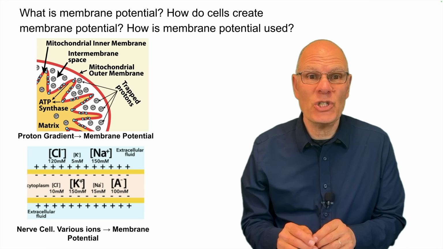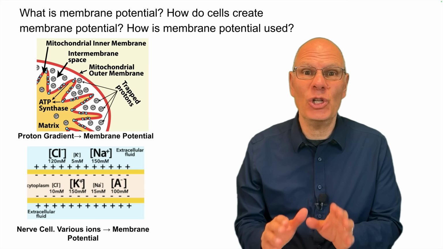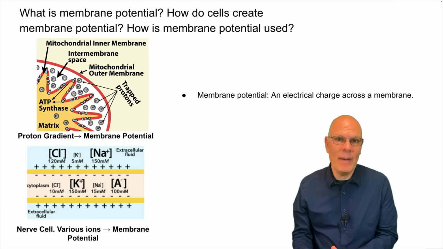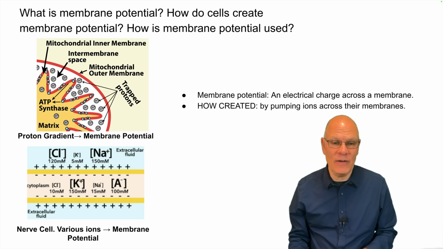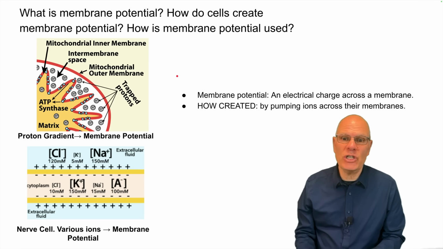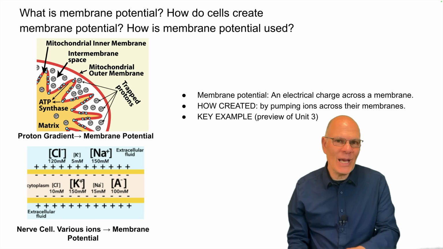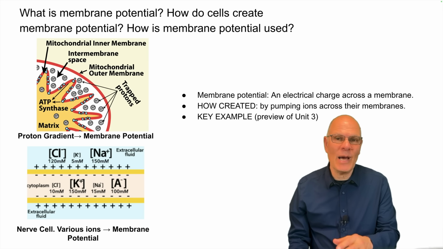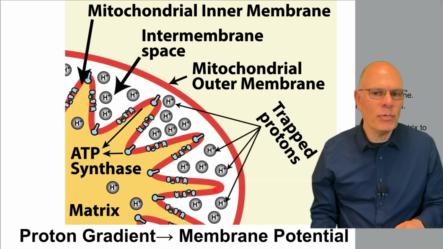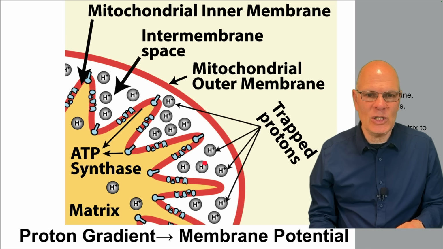What is membrane potential? How do cells create membrane potential? How is membrane potential used? Membrane potential is an electrical charge across a membrane that creates a voltage difference. How is it created? Through cells expending energy to pump ions across their membranes. A key example, and this is a preview of a topic that we'll get into in Unit 3, is how mitochondria pump protons from the mitochondrial matrix to the intermembrane space.